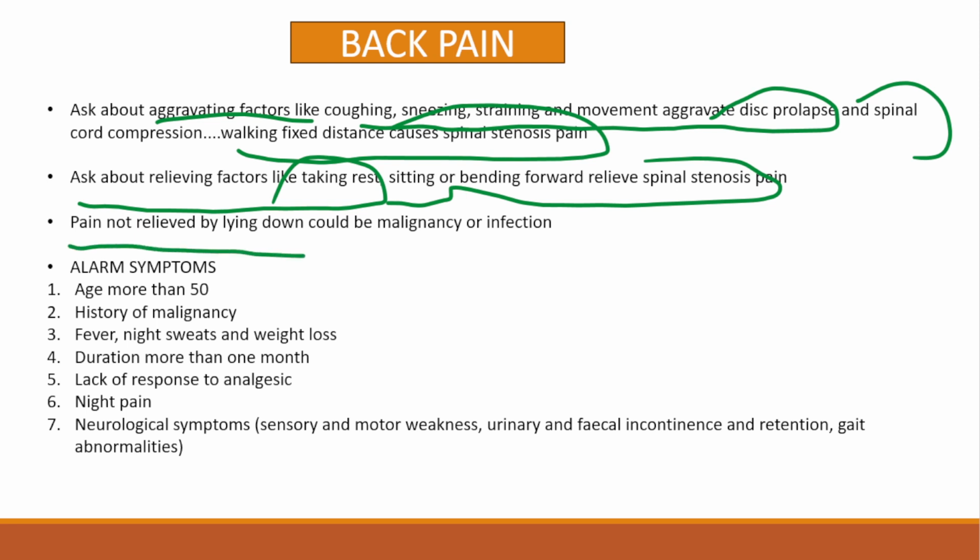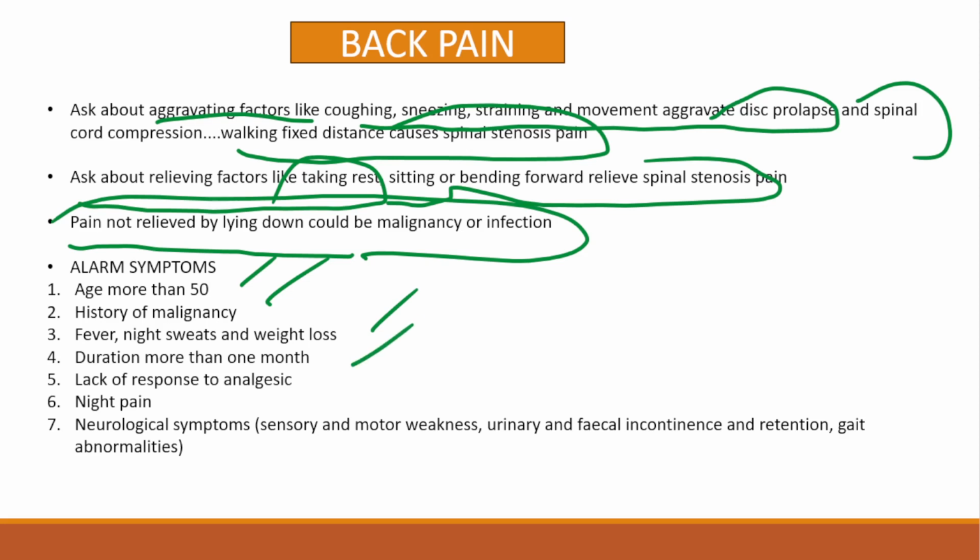Pain which is not relieved by lying down could be malignancy or infection, because they don't get relieved with rest. Alarm symptoms in back pain are very important, so we'll keep in consideration the age of the patient. Age more than 50 should raise the alarm. History of malignancy is important. Fever, weight loss, and night sweats are important in case of tuberculosis and malignancy as well. Duration of back pain more than 1 month should raise the alarm. Lack of response to analgesics should raise the alarm. Night pain: usually a malignant lesion causes night pain. Neurological symptoms like sensory or motor abnormality, urinary or fecal incontinence or retention, or gait abnormality should raise the alarm.